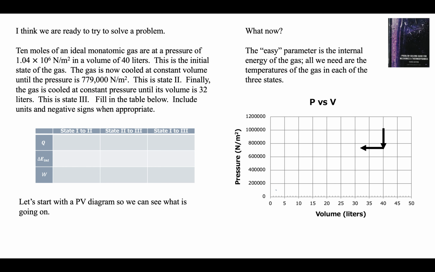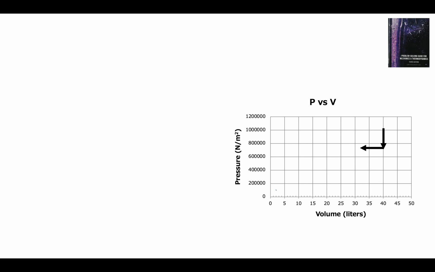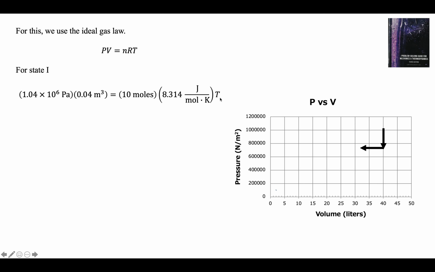Well, the internal energy is just 3/2 nRT. So if we calculate the temperatures, which we can, we have the number of moles, it's 10. We have the pressure, we have the volume, we can get the temperature. Let's do that. The ideal gas law, PV is equal to nRT. For state 1, we calculate T.